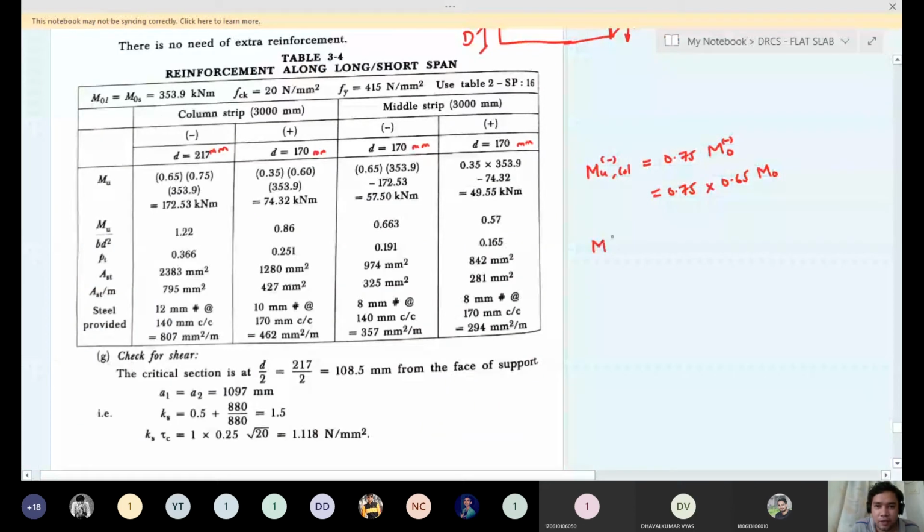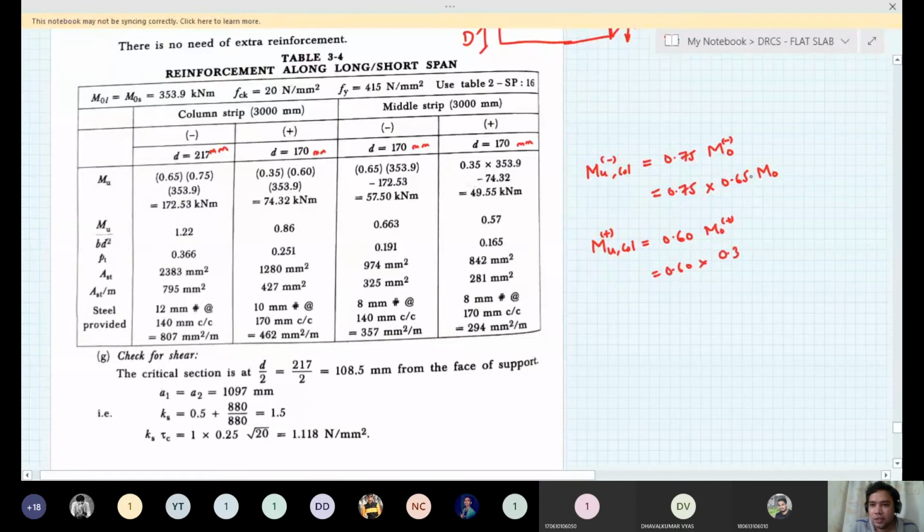Same way the positive moment in the column strip, Mu column strip, will be 0.60 into M naught positive. Now M naught positive is the remaining of this. So if this is the negative moment, the remaining is 0.35 of the total absolute moment. So substituting this, you will get this value.